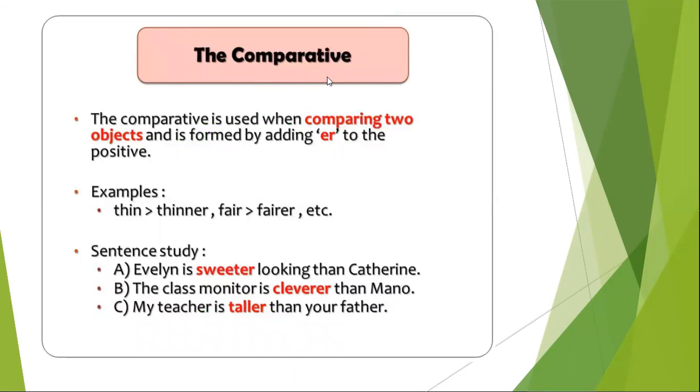What is meant by comparative? The comparative is used when comparing two objects and is formed by adding er to the positive. For example, thin: while writing in comparative, you should add er. Thin, thinner, fair, fairer, etc. Evelyn is sweeter looking than Catherine. The class monitor is cleverer than Mano. My teacher is taller than your father.